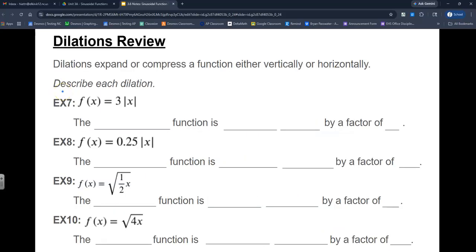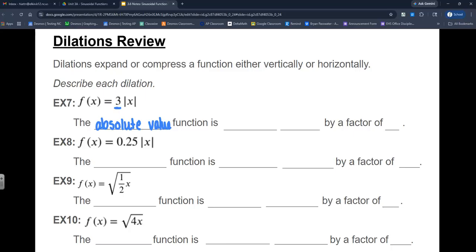Okay, dilations are going to either compress or stretch out or expand our function vertically or horizontally. So whenever we multiply out front by a number that is greater than 1, we are going to see that the fact that it is outside of our, in this case, absolute value bars, but it could be, like we're going to see in 9 and 10, square roots. It can be parentheses, whatever we have here. Then that's going to be vertical. So this is going to be the absolute value type of function that we're dealing with.